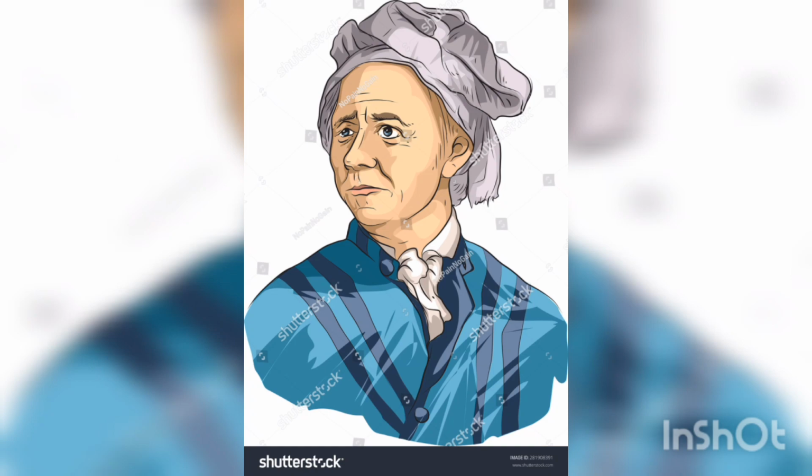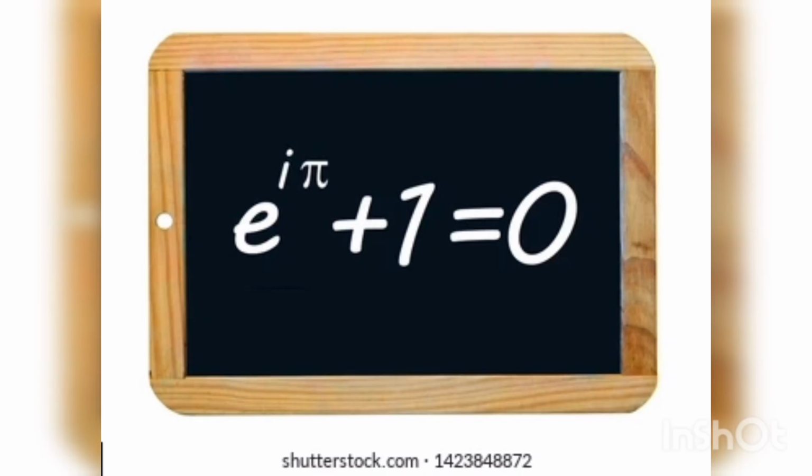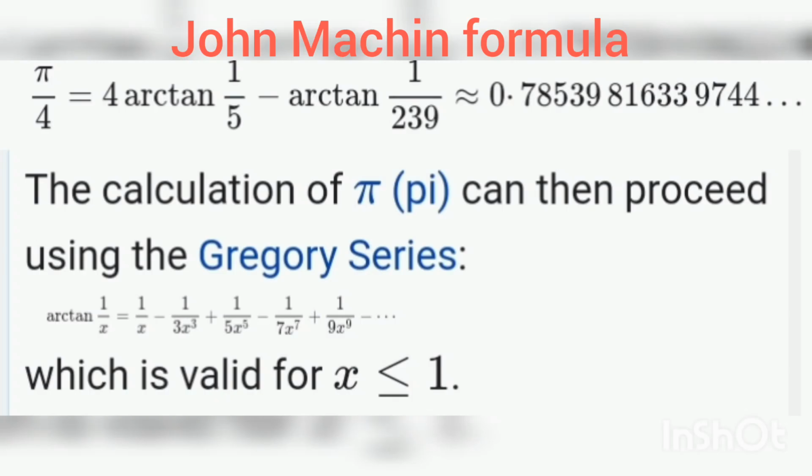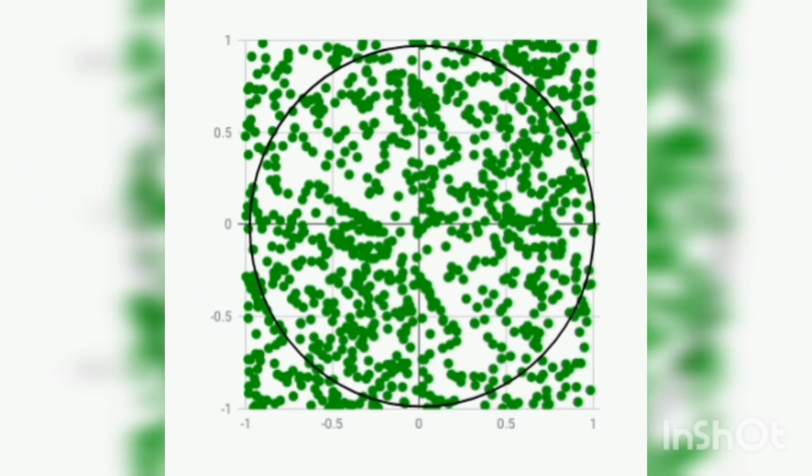John Machin devised his formula for pi in 1706. It allowed him to calculate pi to over 100 decimal places. This greatly surpassed the work of Ludolph van Ceulen.